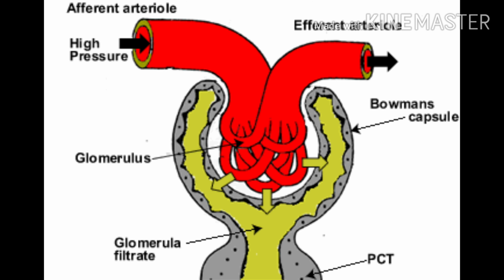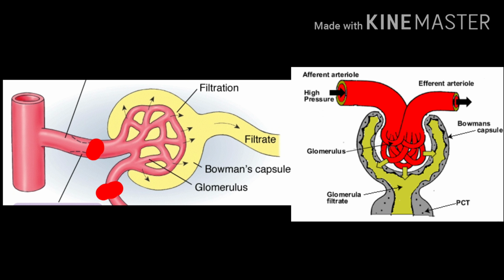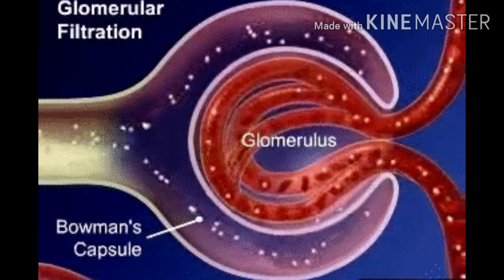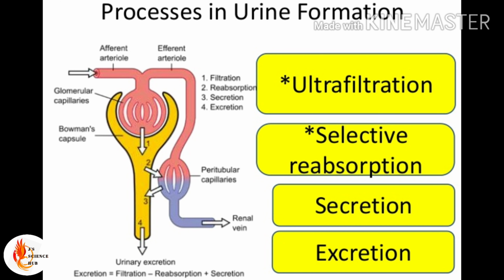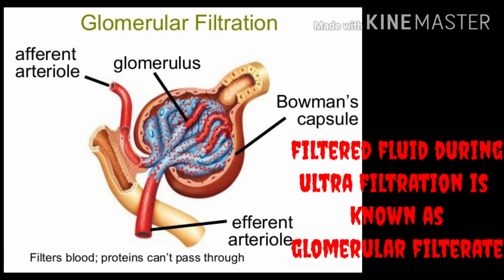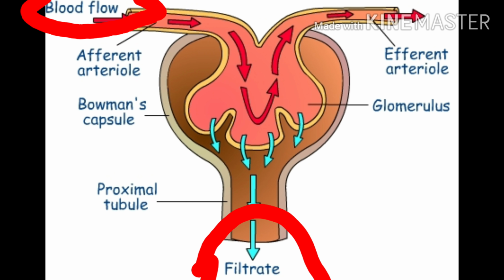So you may have a question: how is this pressure created inside the glomerulus? The afferent arteriole's diameter is higher than the efferent arteriole's, so the inflow of blood is higher than the outflow of blood. This creates a high pressure inside the glomerulus. So blood gets filtered through the walls of the glomerulus and the inner wall of the Bowman capsule and is collected into the cavity of the Bowman capsule. This filtration process is known as ultrafiltration. The filtered fluid which enters the Bowman capsule is known as glomerular filtrate. So now you understand the blood is converted into glomerular filtrate.